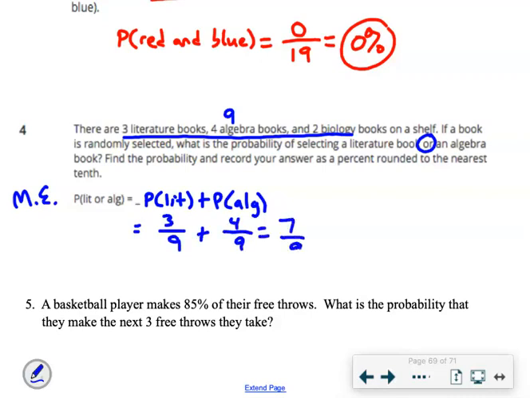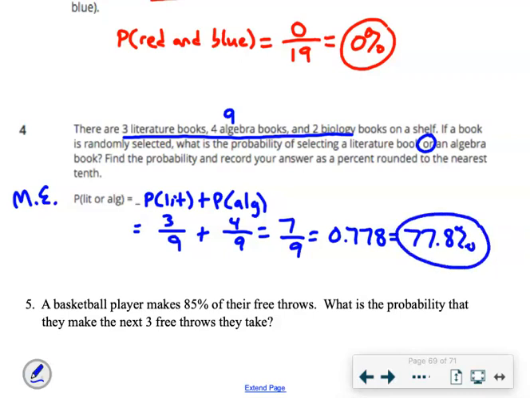is 7 over 9. As a decimal, that's 0.7 repeating. So when we round to that third digit, we would round the third digit up to an 8, since the fourth digit would be bigger than 5. So 77.8% is our answer rounded to the nearest 10th. If you typed it in like that, make sure you type in the percent sign.